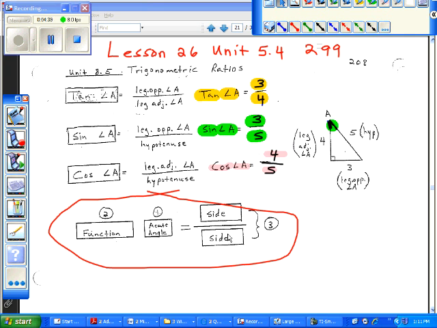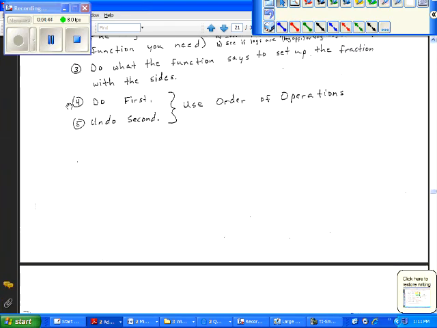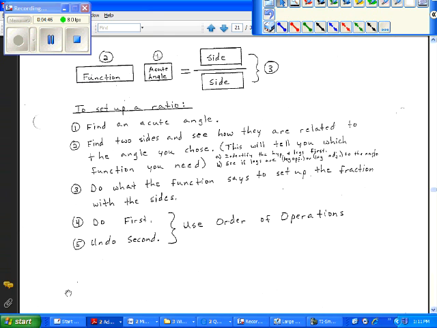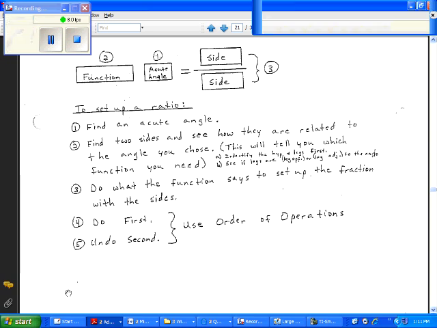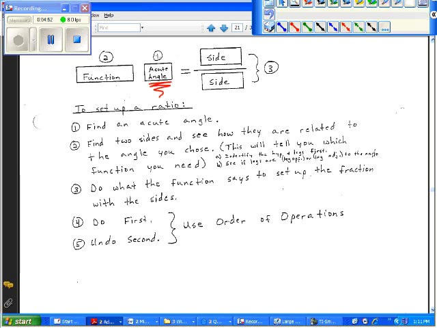We're going to fill in the acute angle first, function second, sides third. So here we go with that. I'll just show you what that says. We're going to find an acute angle. So we're going to establish what angle we have. We're going to look at the sides given and see how they're related to the angle that we chose.